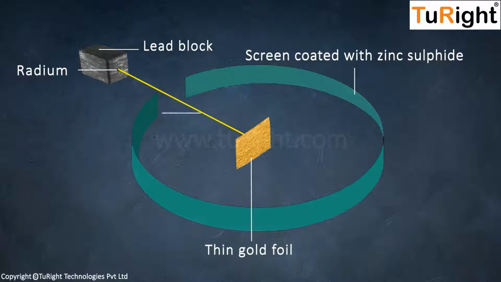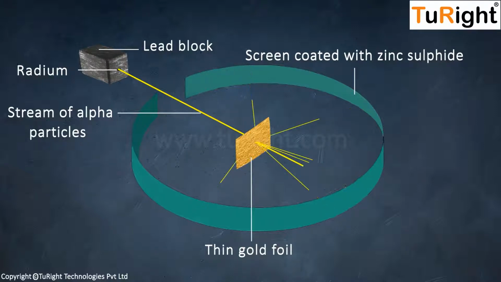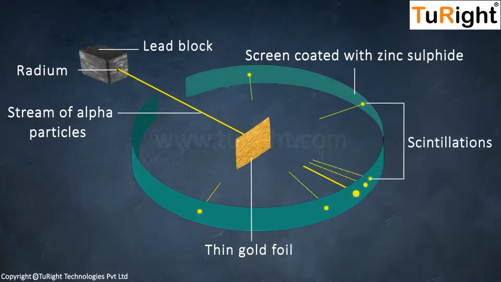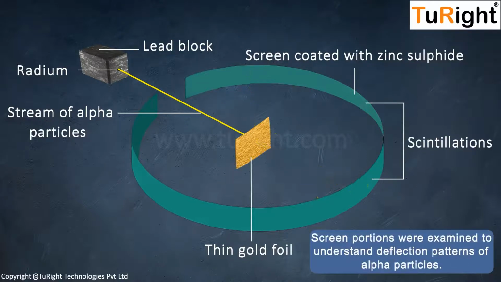The alpha particles produced by the radium escaped through the slit, struck the gold foil and got scattered. The scattered alpha particles were detected by the zinc sulfide screen in the form of light flashes or scintillations. Different portions of the screen were then examined to determine the deflection pattern of the alpha particles.